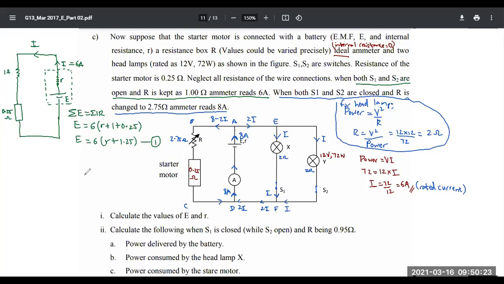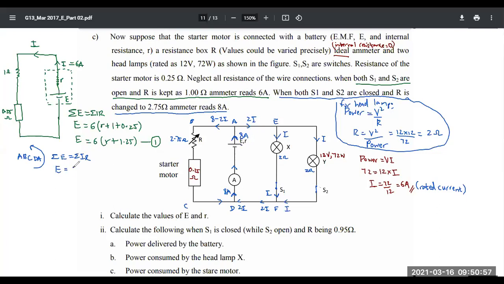Okay, so first of all, let's apply the equation for the loop A, B, C, D, A. Now I'm using blue color for this second case. If you apply sigma E equals sigma IR, what is sigma E for that loop? Just one battery is there in the entire system, that is capital E. For sigma IR, what should I put now? We have to be really careful. 8 ampere is going through this resistance, simple R.